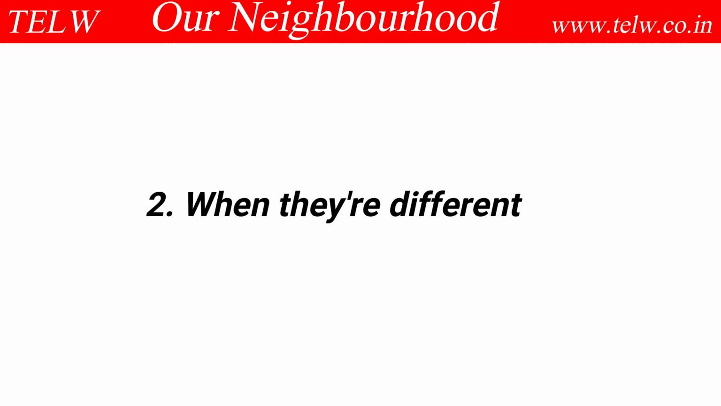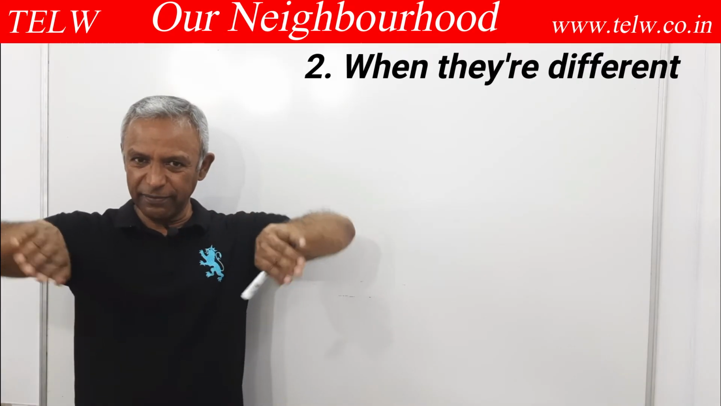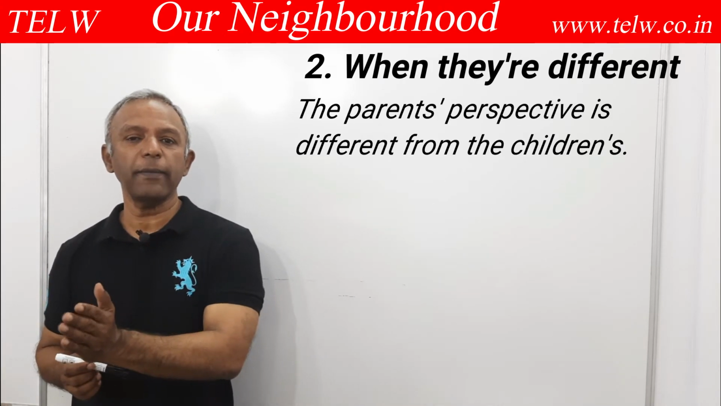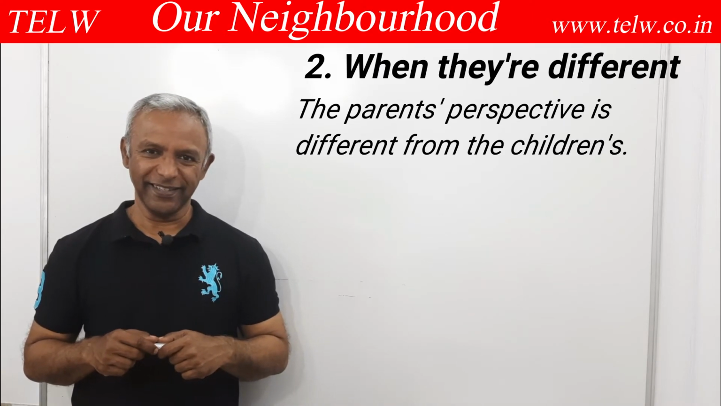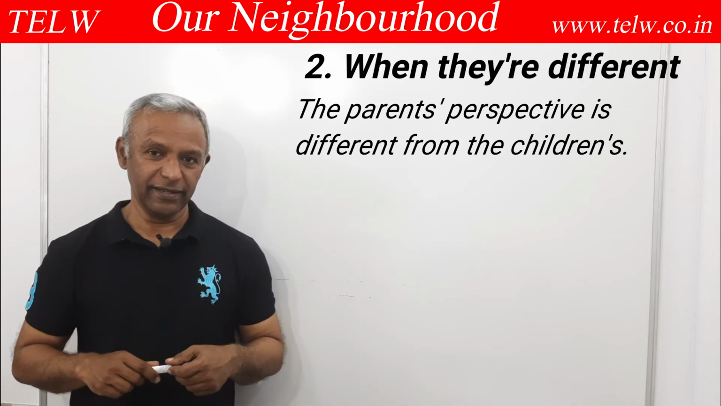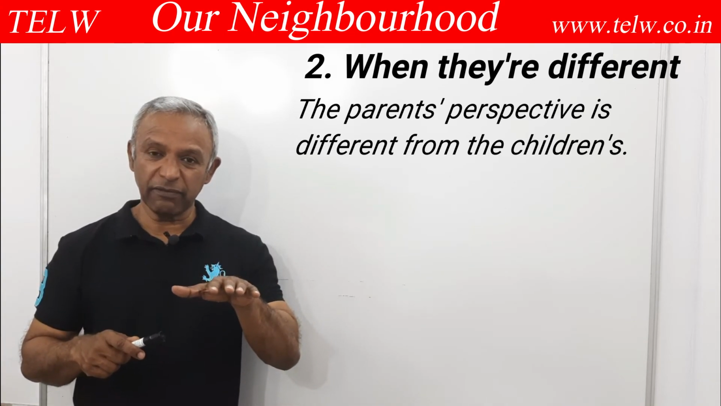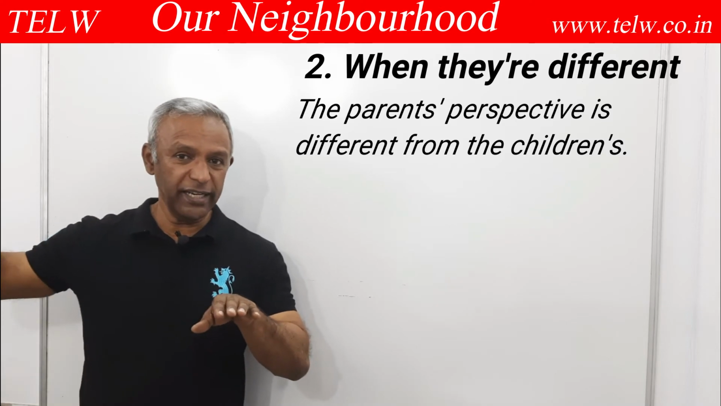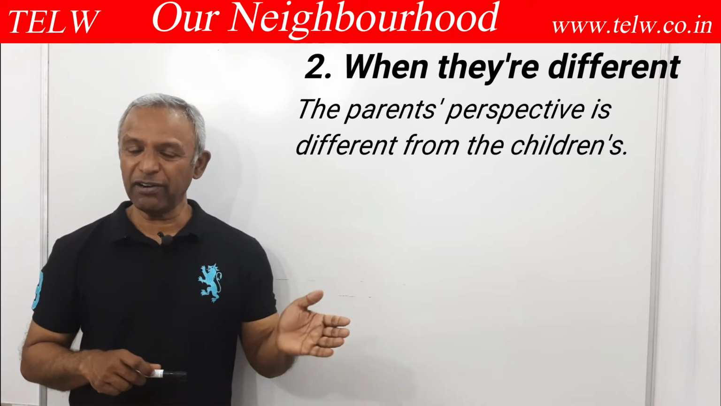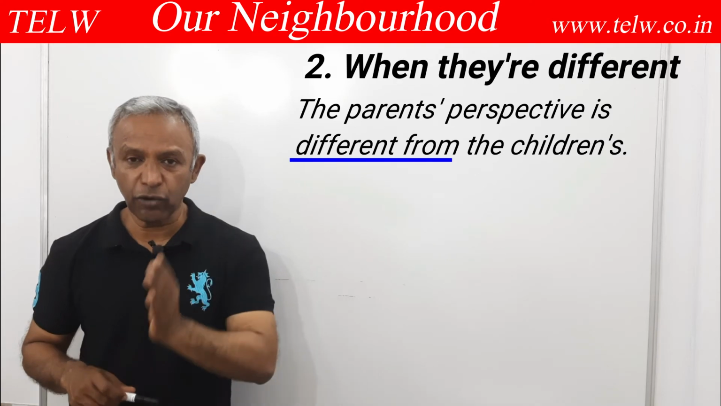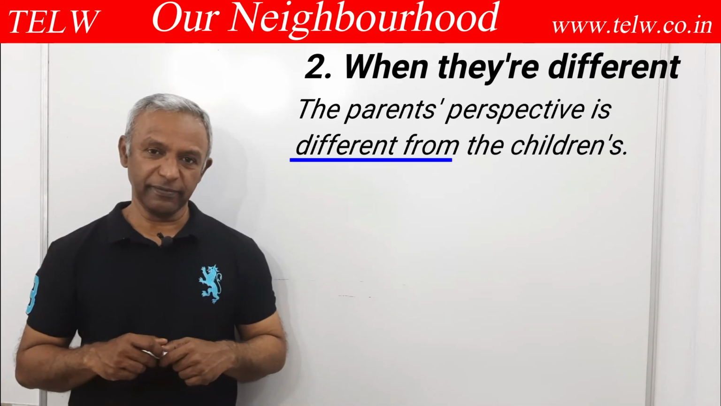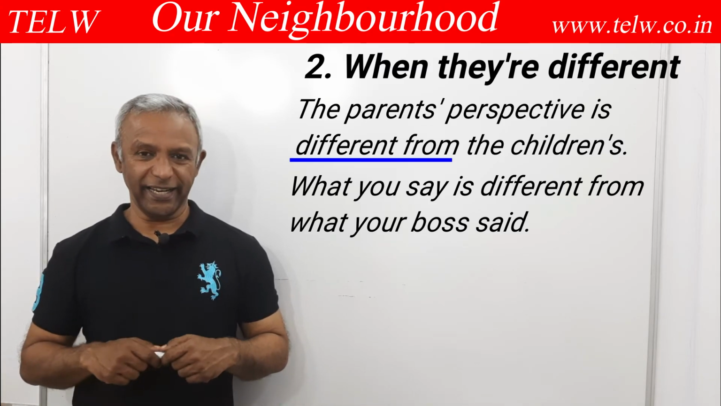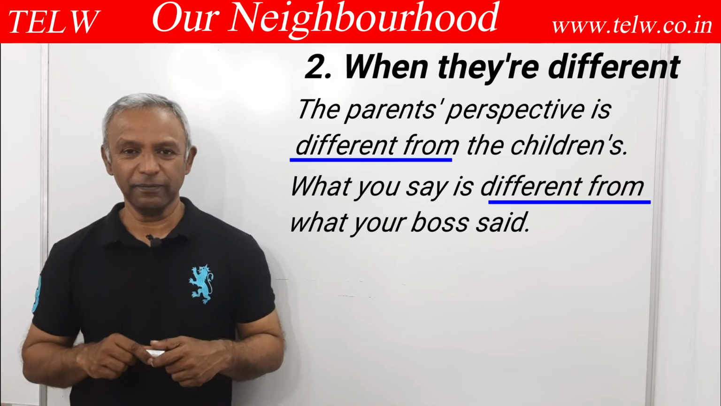The second way is to describe things that are different. So, the parent's perspective is different from their children's. Children's. Note, I didn't say parent's perspective is different from the children's perspective. You don't repeat perspective, delete the second perspective. So the parent's perspective is different from the children's. What you say is different from what your boss said. Is different from.